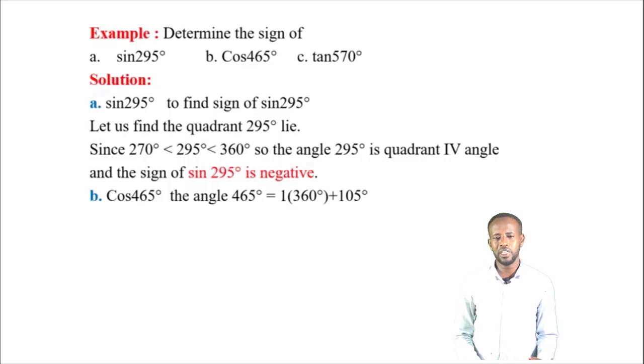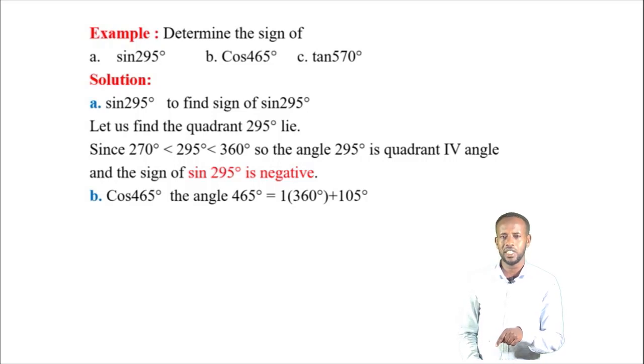465 degree is more than 360 degree, so we try to divide it by 360 degree. 465 degree is equal to 1 times 360 degree plus 105 degree. So the 360 degree is one full revolution. We start from the x axis, the positive side, make one revolution, come back to the x axis, and then 180 degree.